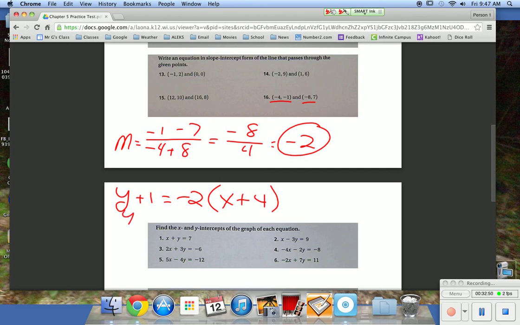We'd have y plus 1, carry this through, negative 2 times x is negative 2x, negative 2 times plus 4 is, what's 2 times 4? 8 with a negative. Negative 8, so minus 8. We're going to subtract 1 from both sides, and we end up with y equals, this stuff goes away, negative 2x minus 9. There's our final answer. You getting it?